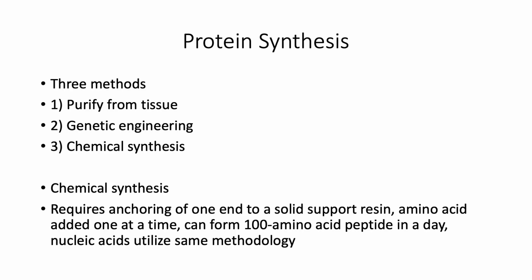For protein synthesis, there are three ways of doing it. There's purification from tissue, there's chemical synthesis, and there's genetic engineering. The chemical synthesis requires anchoring of one end to a solid support resin. The amino acids are added one at a time. You can form roughly 100 amino acid peptides in a day. The nucleic acid synthesis is the same methodology. You have an anchoring point, and then you're adding one nucleic acid at a time to that.